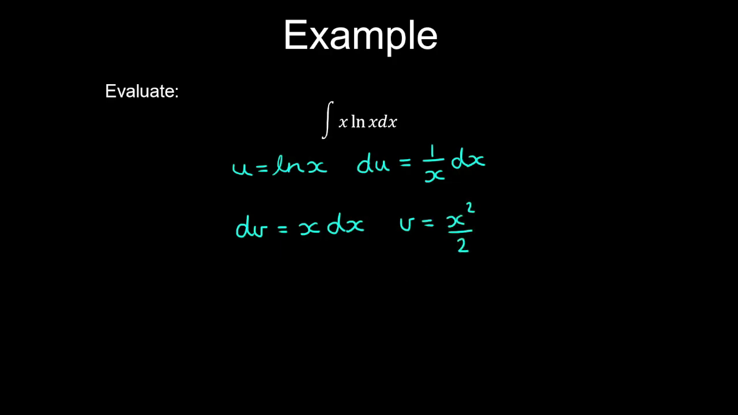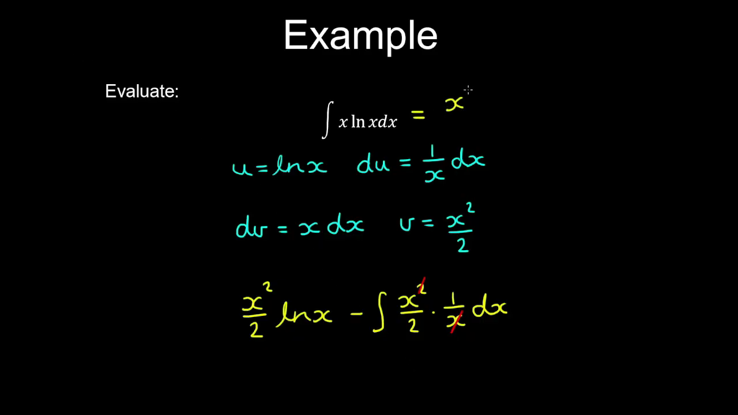So u multiplied by v gives x squared on 2 by the natural log of x minus the integral of v du. And the x's cancel, so what we get is x squared on 2 by the natural log of x minus this integral, which gives x squared on 4 plus the constant of integration.